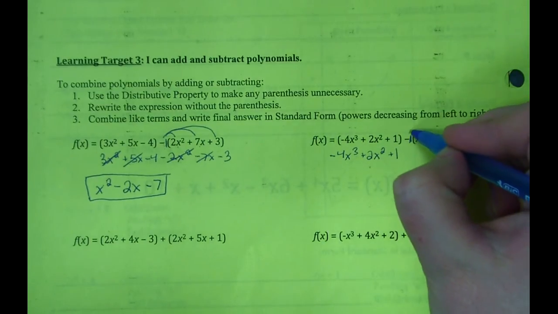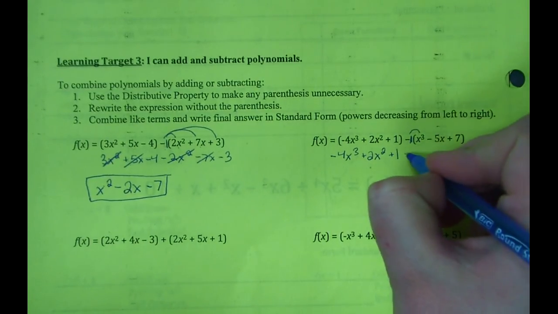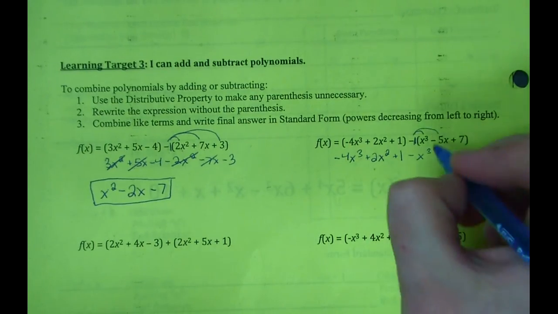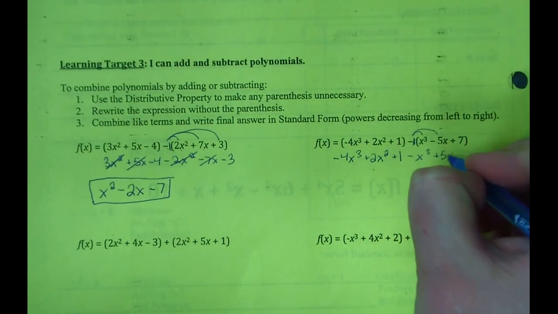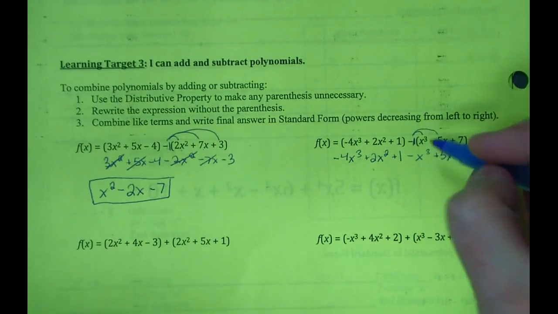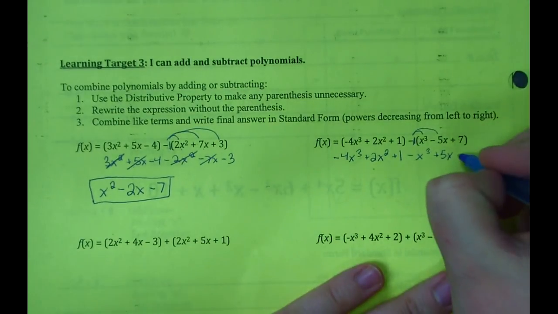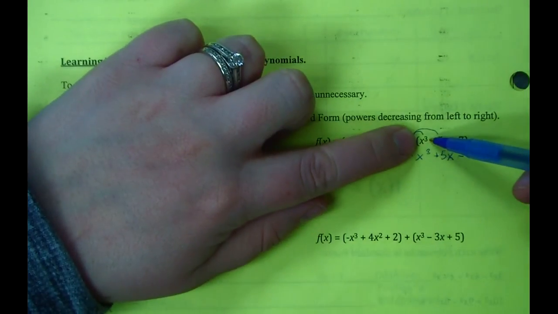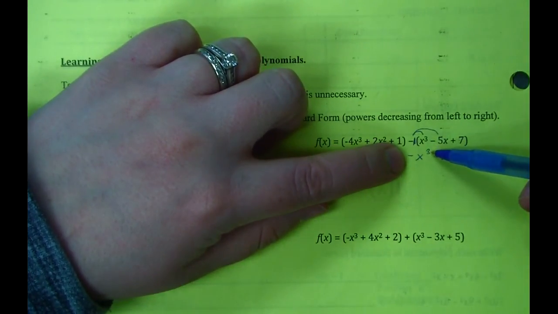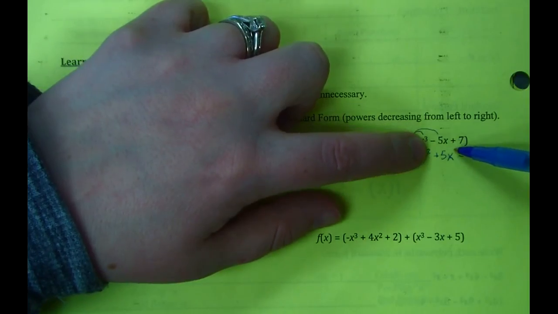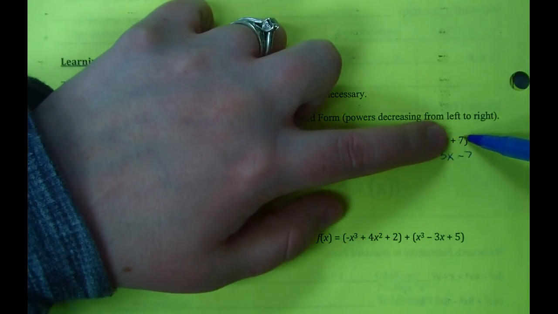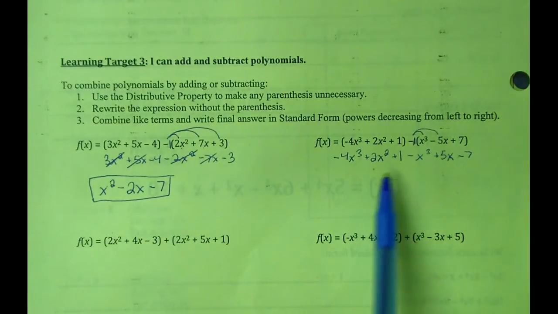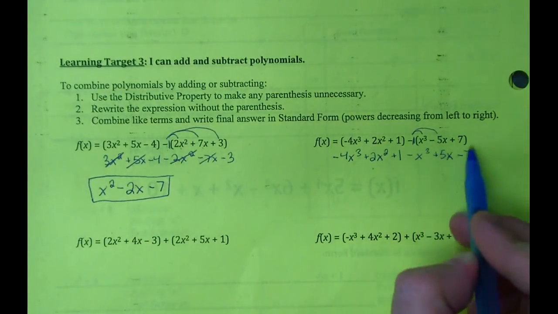And then we have negative 1 times x to the third. That's negative x to the third. Negative 1 times negative 5x, that'd be a positive 5x, because a negative times a negative is a positive. And negative 1 times 7 is negative 7. So again, x to the third became negative x to the third. Negative 5x became positive 5x. Positive 7 became negative 7. Essentially, I am just changing the signs of everything over here.